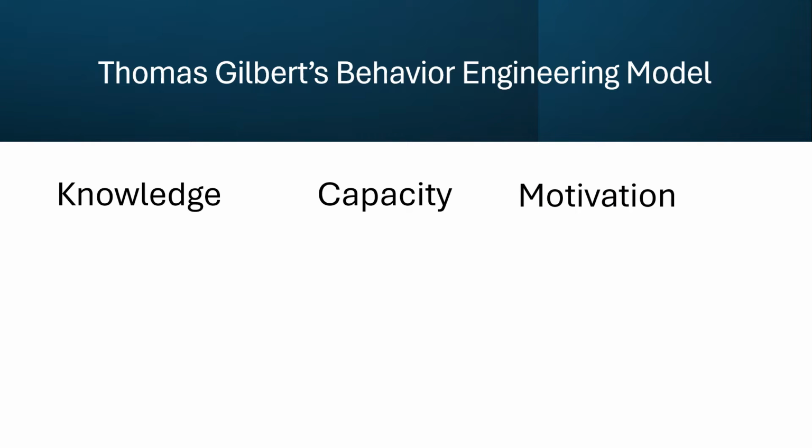So Thomas Gilbert's behavior engineering model is based on the understanding that for any behavior to occur, the person has to have the knowledge of what they need to do, the capacity to do it, and the motivation to do it. If all three of these things exist, then the behavior will happen.